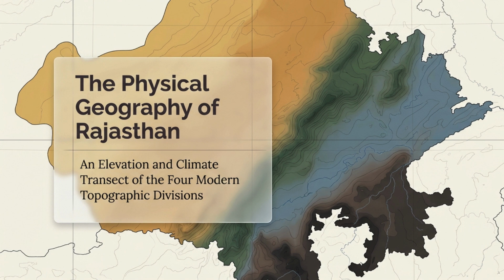Welcome to an in-depth exploration of Rajasthan's physical geography. Today, we are taking a closer look at the remarkable elevation and climate patterns that define the state's four modern topographic divisions. Let's dive in.